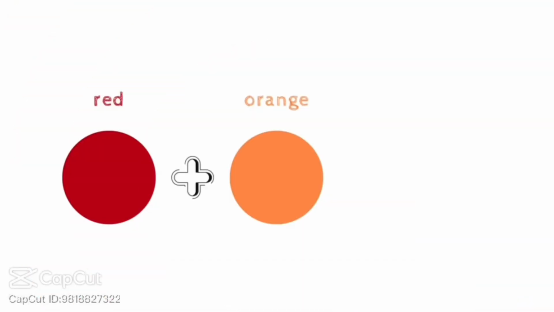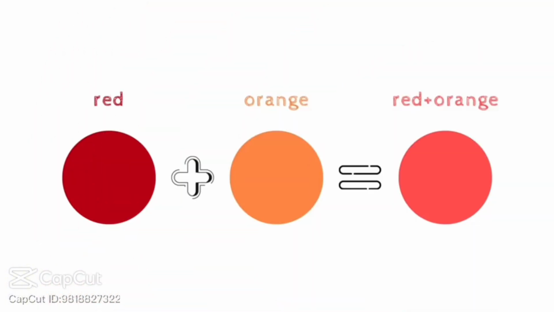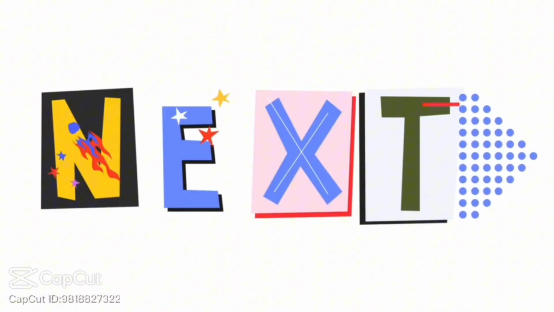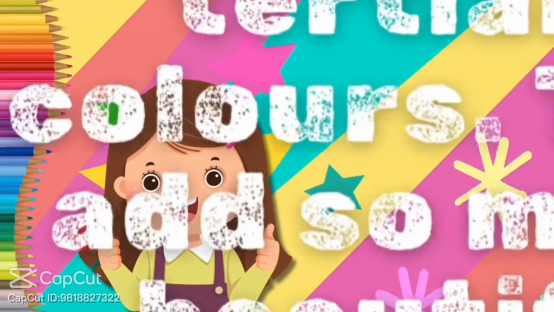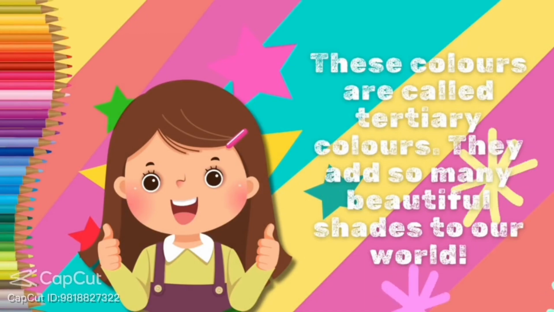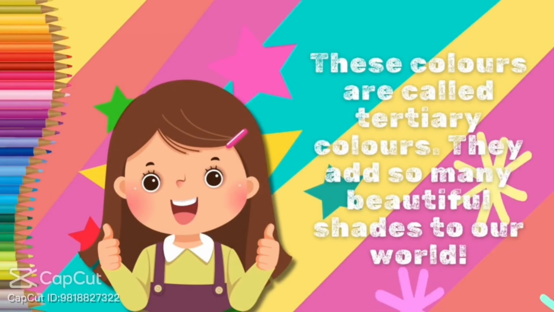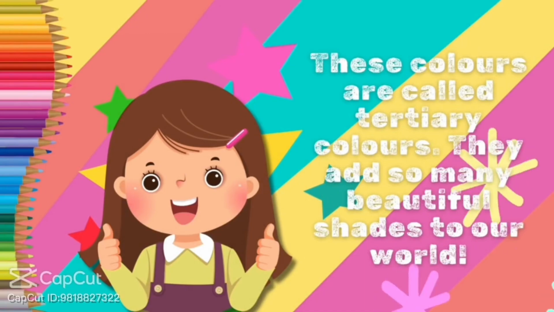Red, which is a primary color, mixed with orange, which is a secondary color, gives us a lighter shade of red. Let's go to the next colors. Yellow, which is a primary color, mixed with orange, which is a secondary color, gives us a darker shade of yellow. These colors are called tertiary colors. They add so many beautiful shades to our world.